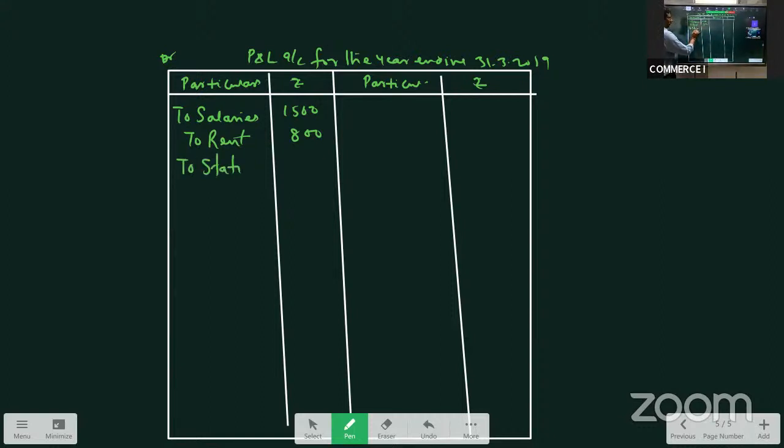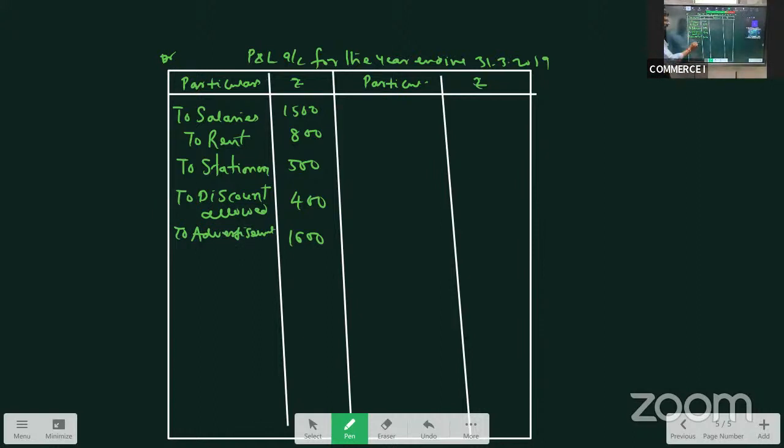Stationery 500. Discount allowed 400. Advertisement expenses 1,600. Commission paid 700.